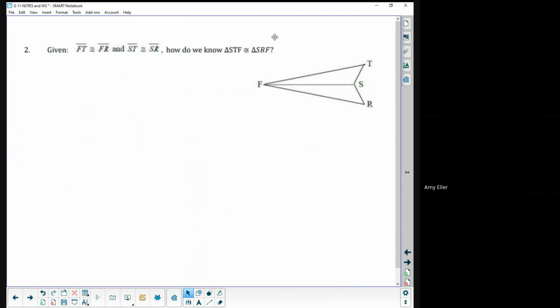Number 2, here's some information we've been given. We're told FT is congruent to FR. Let's start there. Is that sides or angles? Sides. FT, a side. Yep, 2 letters would be a side. Everybody give FT and FR the same matching symbols.